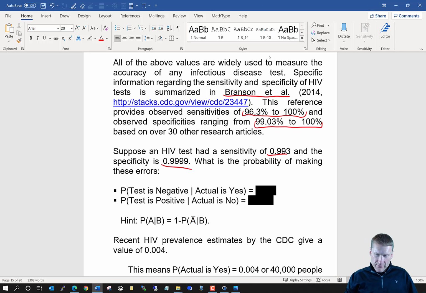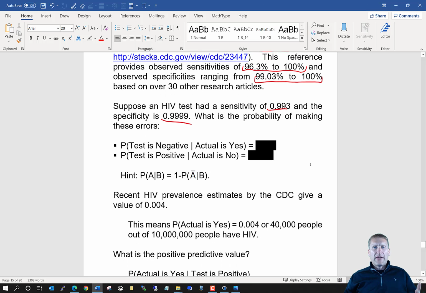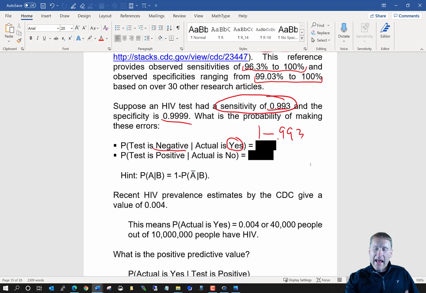Well, what's the probability of then coming up with these false positives or false negatives? So let's say that someone truly has HIV. What's the probability that the test would unfortunately say that they are negative? Well, this is where the complement comes into play. So we take 1 minus 0.993, because the sensitivity, that aspect, what's inside the probability statement, gives us what we need.